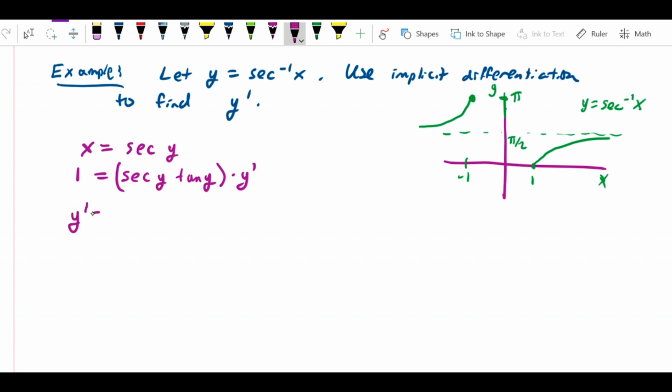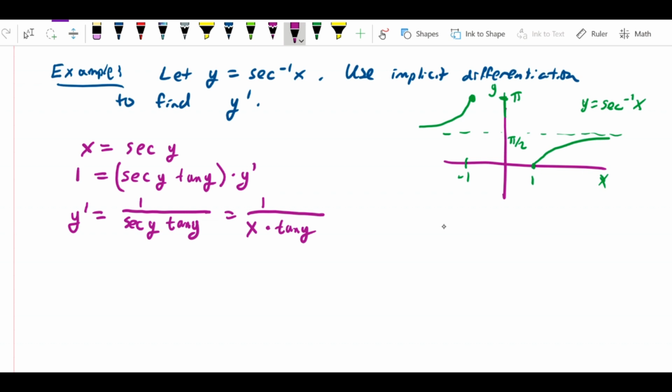This is going to be y prime is equal to 1 over secant y tangent y. So first of all, we see that x is equal to secant y. So right away, I can just replace this with 1 over x times tangent of y. Now, how do we find what tangent y is in terms of x?